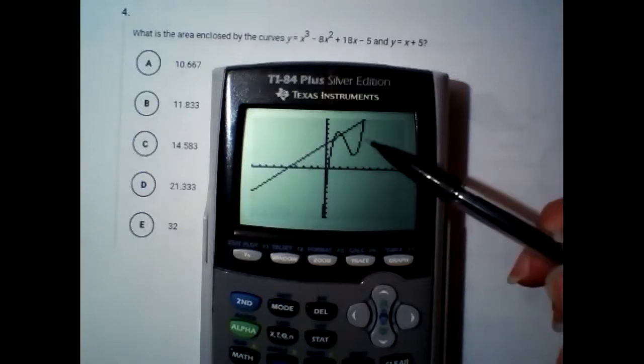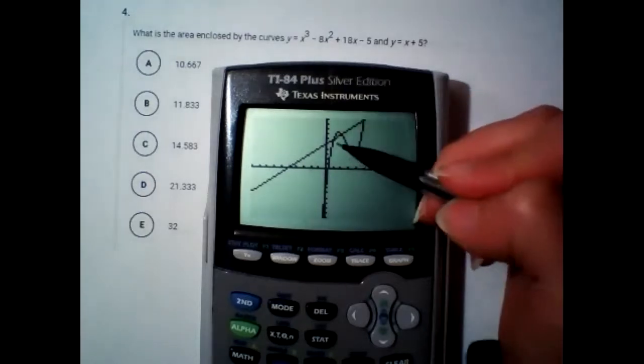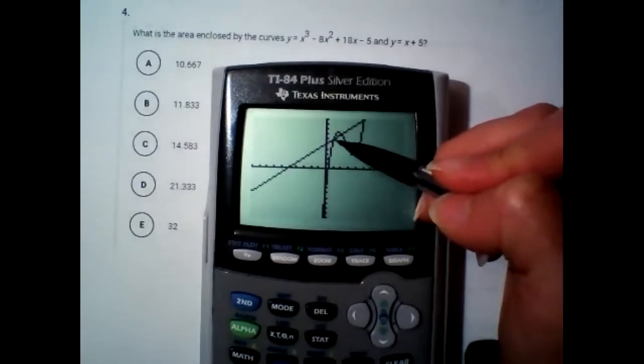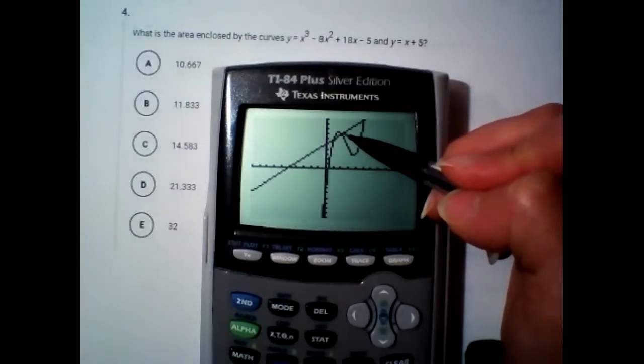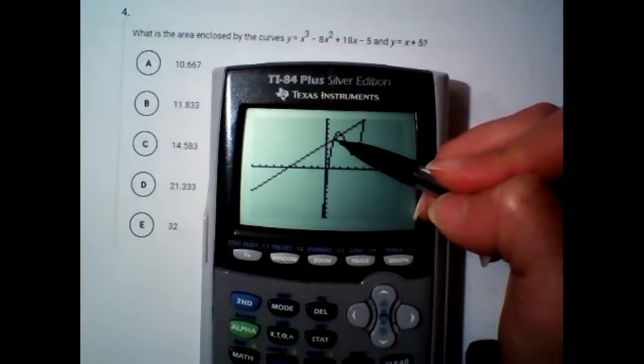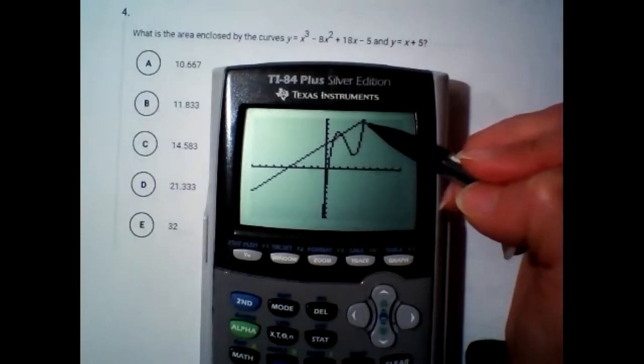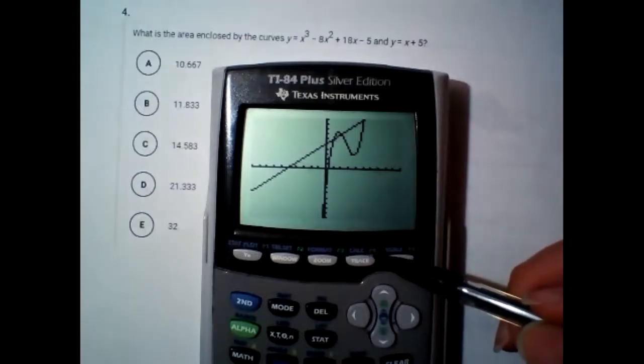So there's actually 2 areas that are enclosed by these. We've got this one teensy tiny little area right here, and then this bigger area here. So we're going to need to integrate from the very beginning of this first intersection all the way to the end where this other intersection is. So I'm going to calculate those intersections.